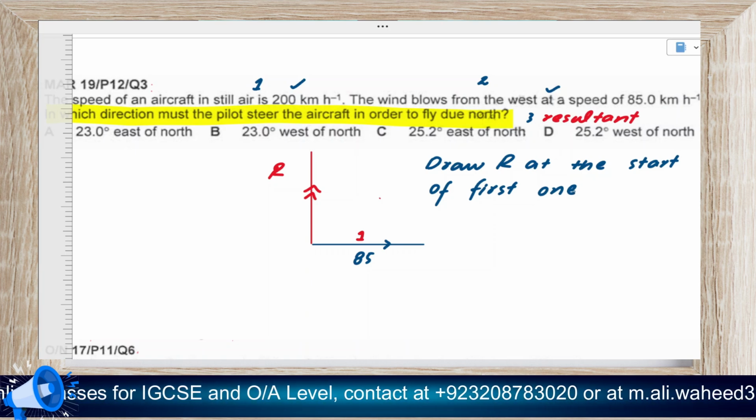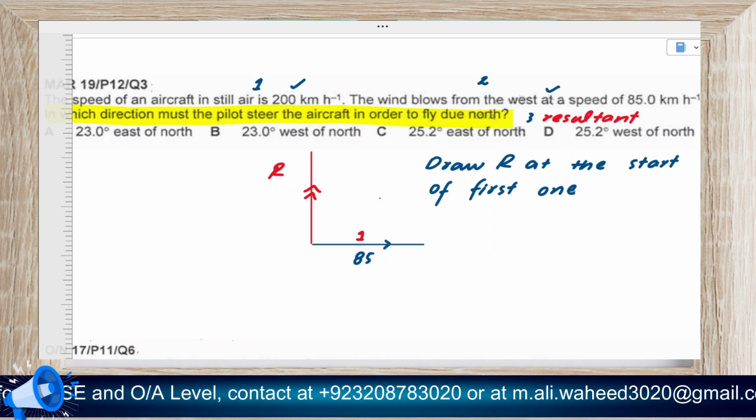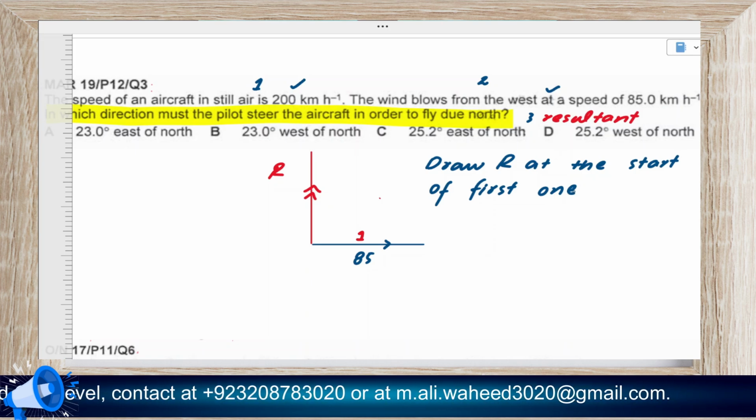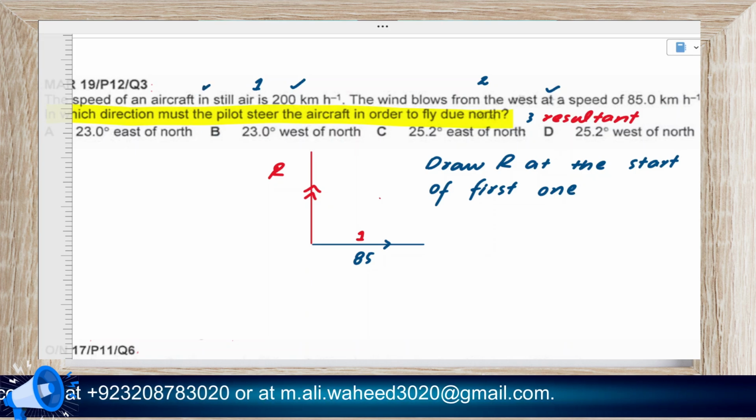Why do we draw the resultant? Because only for the resultant vector we know the direction exactly. And for the first vector, we don't know the direction. As a matter of fact, we need to find the direction of the first vector.